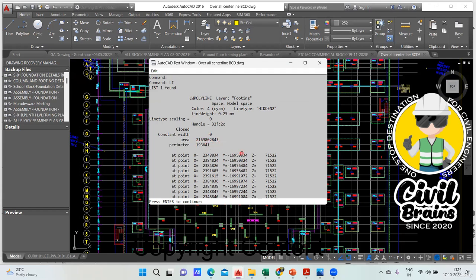216,980,2843. This is in mm now. This area is in mm square, but I will convert it into meters. How shall I convert? It's very simple. 1 meter is 1000 mm, but here the unit is given in mm square. So if I want 1 meter square, then I should do 1000 into 1000. That will be the conversion. That means 6 zeros will come: 1 2 3 4 5 6 zeros.